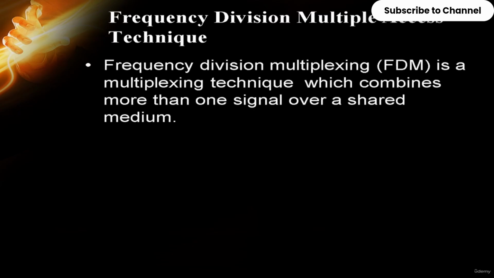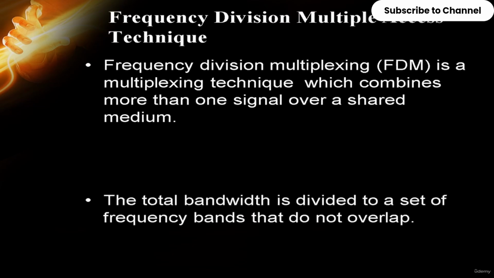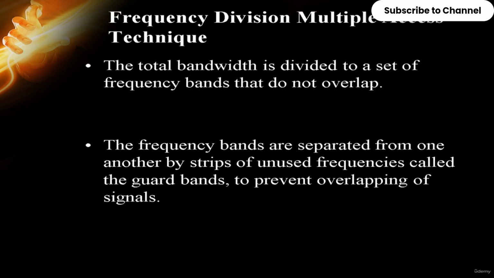Next is the frequency division multiple access technique. So how is it working? Frequency division multiple access combines more than one signal over a common shared medium. The total bandwidth is divided into frequency bands which do not overlap. If you see, the total bandwidth is divided into a set of frequency bands. So this is one bandwidth and this is another bandwidth.